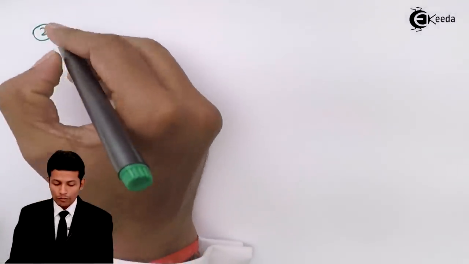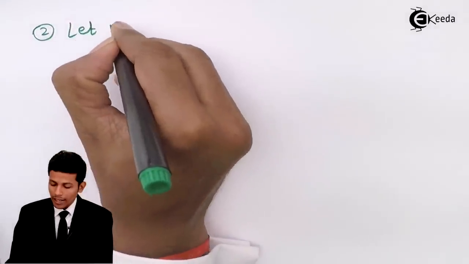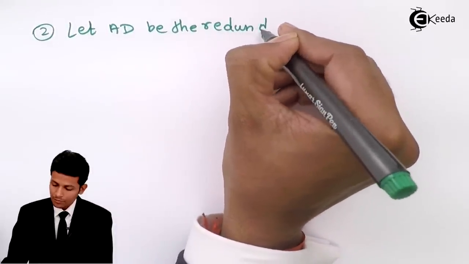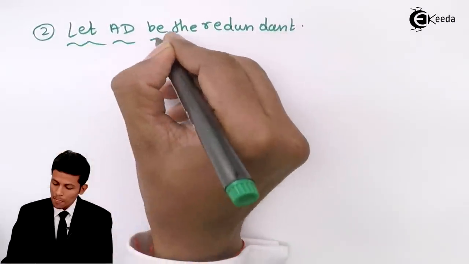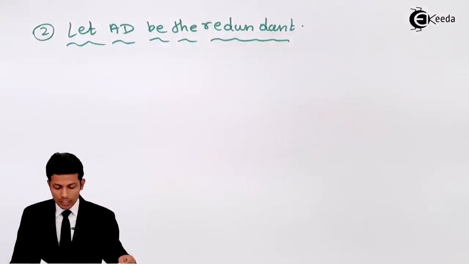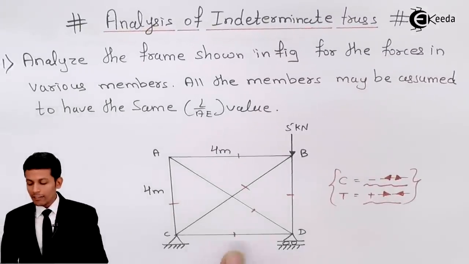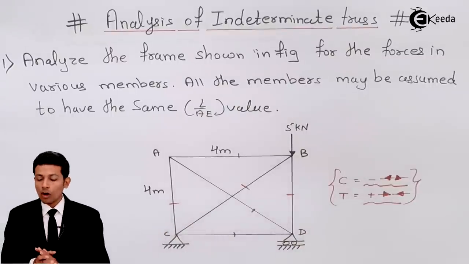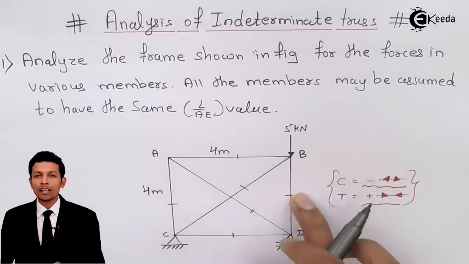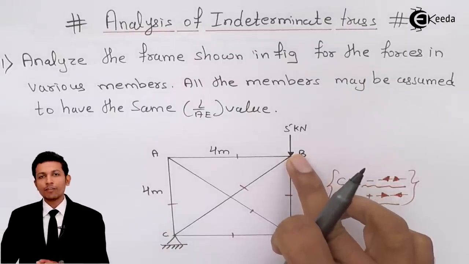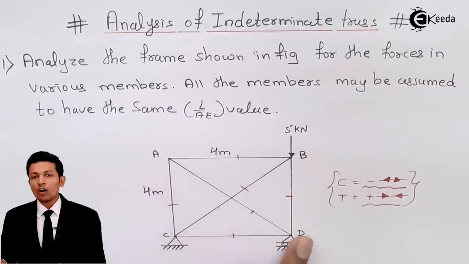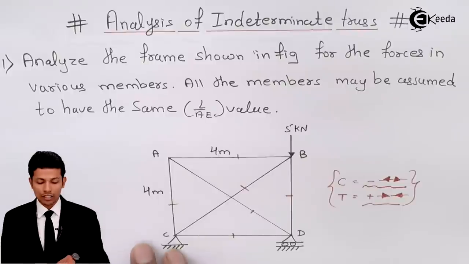Our next step is number 2. What you have to do now, let AD be the redundant. Now see friends, see the diagram, the structure DSE will be 0 but DSI will be 1, means we have to remove one member. So always remove this diagonal member, don't remove this part, because if you remove this, it is no truss. In truss we want the box distance, okay? So always remove this diagonal member. So either you will remove AD or you will remove CB, then the structure will be stable.